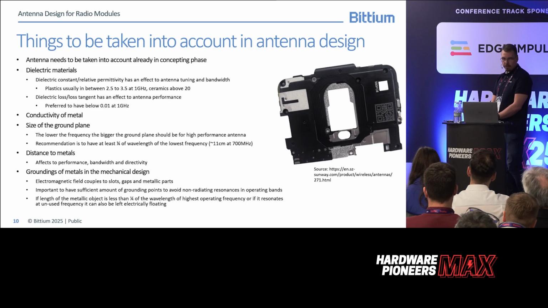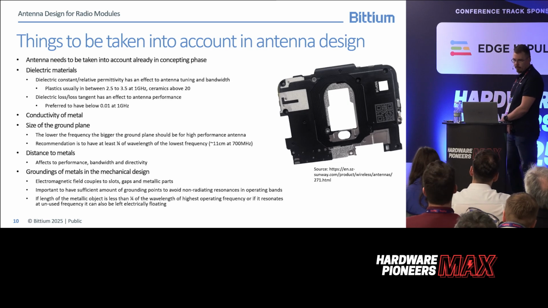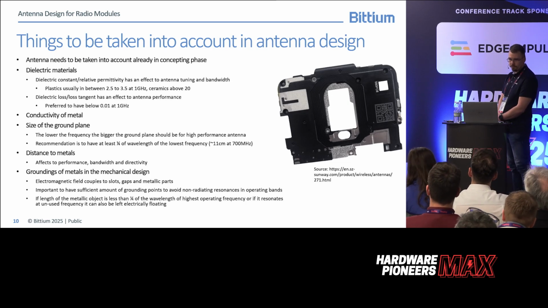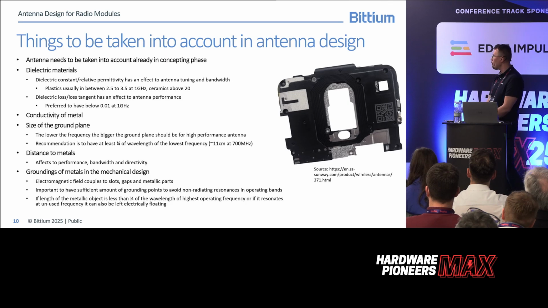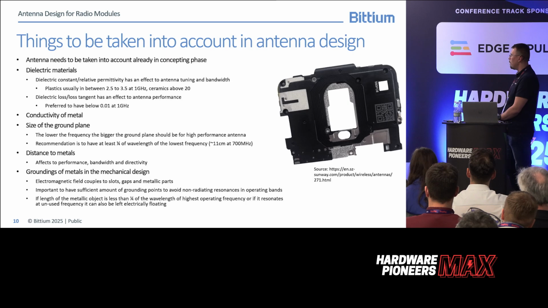The size of the ground plane is one of the key factors, and the lower the frequency is, the bigger the ground plane should be for high performing antennas. For example, the recommendation is to have at least 1/4 of the wavelength of the lowest frequency, and at 700 megahertz it's already 11 centimeters.